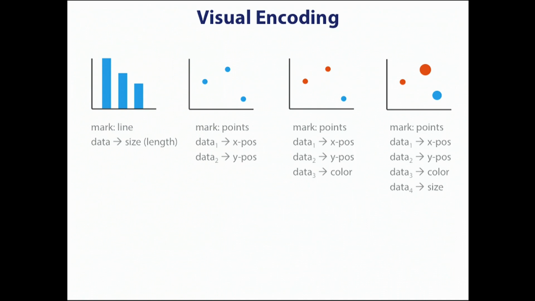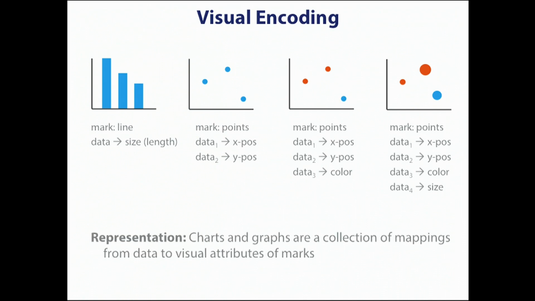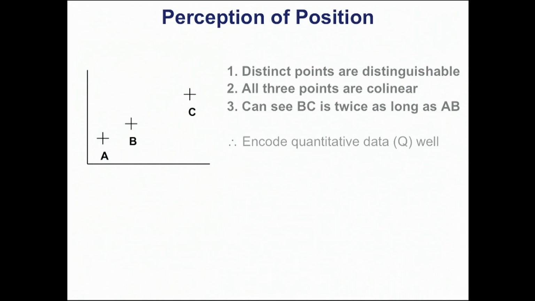Now, I'm going to come back in a moment to tell you how we might deconstruct a chart into this representation. But I want to continue a bit with Bertin's ideas because I think they're really important. And the one takeaway that I want you to remember from this talk is that we can really think of a chart as a collection of mappings from data to the visual attributes of the marks.